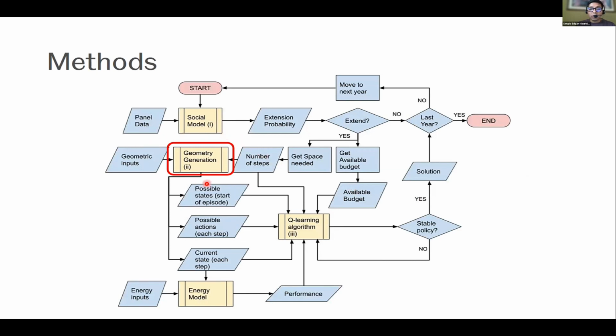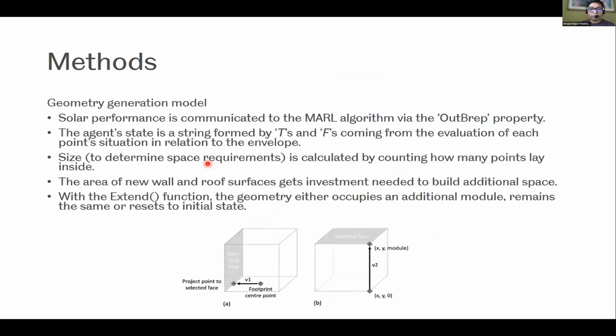The second model is the geometry generation model. This was written in Python, which is an object-oriented programming language. And of course, as with any of these, we have one class here, and it has attributes and methods. So the attributes, for example, are the state, which is communicated to the Q-learning algorithm. And this is a string formed by T's and F's.